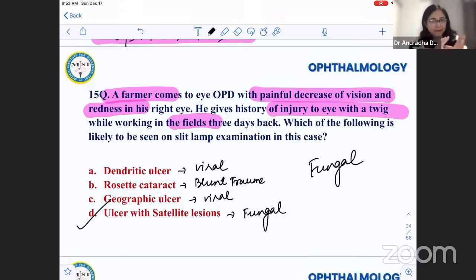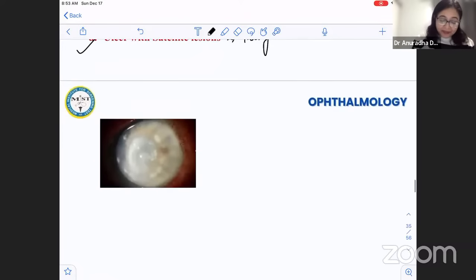So in the last one or two exams, we did not get a question on fungal ulcer, but it still remains an important topic, beta. And that's a very easy one, I would say. If it comes, then you have to do that. So natamycin, yes, antifungal drops, they can be given.